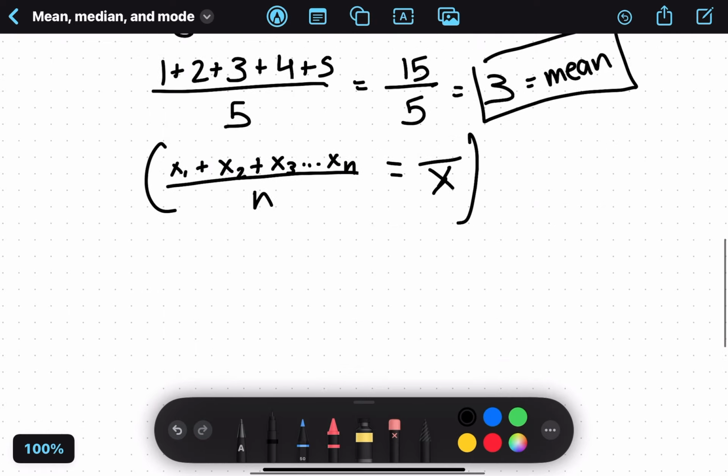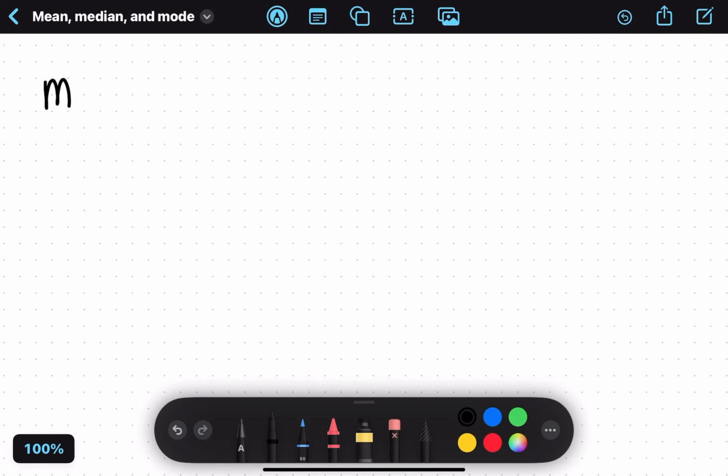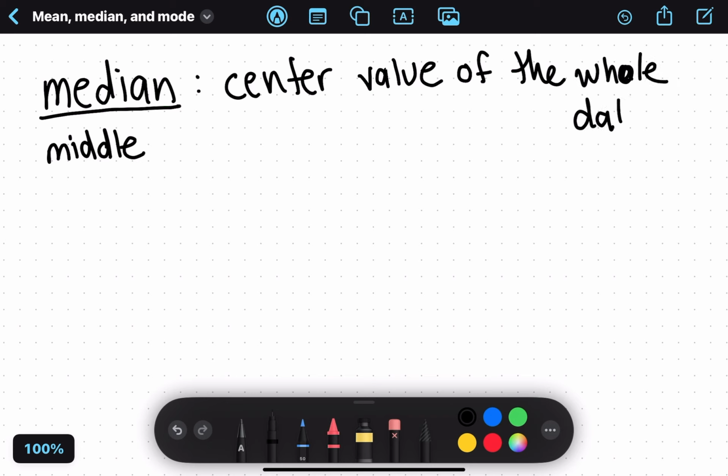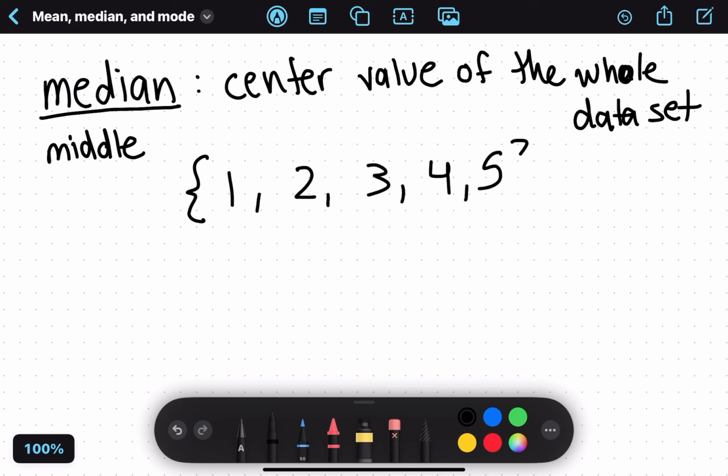Now, on to median. The median kind of reminds me of the word middle. The median is the center value of the whole data set. Meaning, if we had a bunch of numbers, like 1, 2, 3, 4, and 5 again, this was our set, we want to find the number that's exactly in the middle. So that would be 3. That's easy, right? Because we have an equal amount on this side and that side.